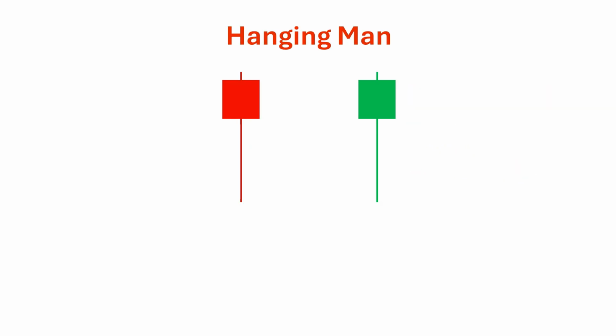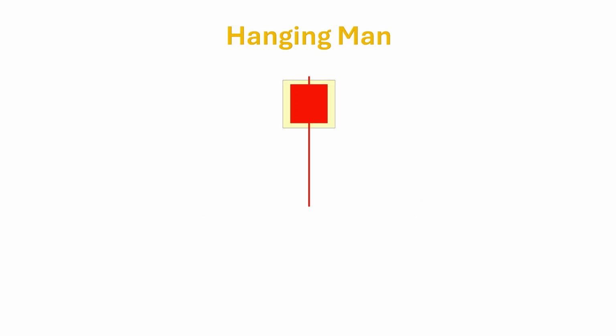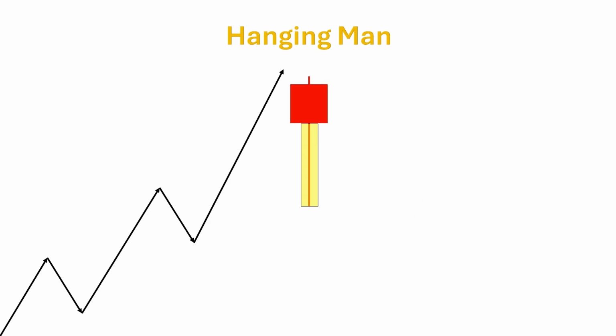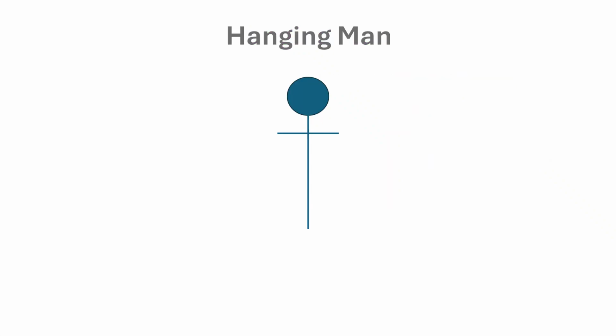What is a hanging man? The hanging man is a single candlestick pattern with a very specific structure. A small real body near the top of the trading range. A long lower shadow, at least twice the size of the body. Little or no upper shadow. It looks like a man hanging upside down. The body is the head and the long shadow represents the dangling legs.